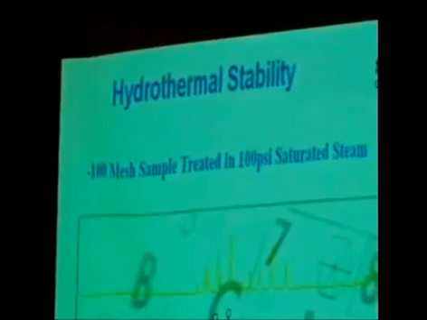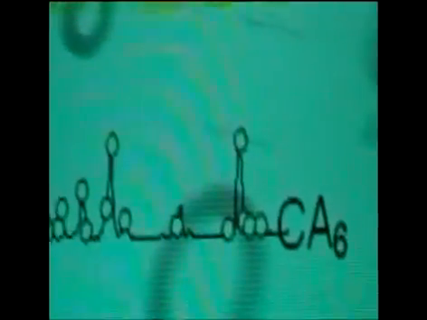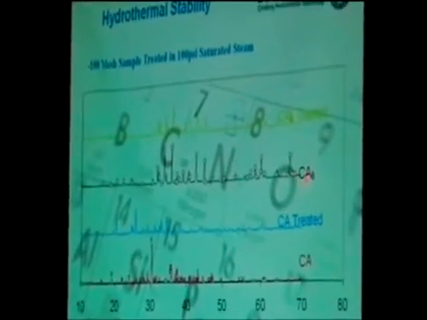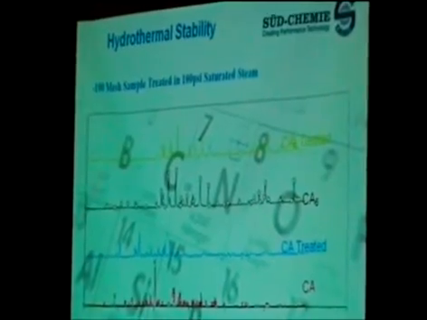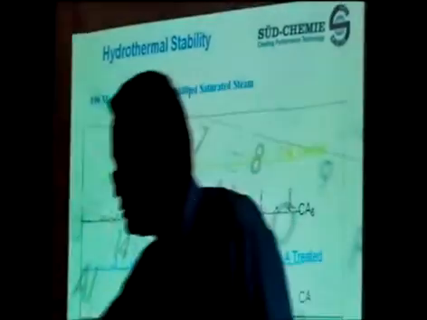And yeah, we synthesized this, and then we wanted to see how stable they are. We tried to treat it in saturated steam and see how they change. And this material, starting with pure calcium aluminate, when you treat it with steam, it's pretty much changed. And this hex aluminate, you can compare those two, pretty much stays unchanged. It's quite stable, no problem with that.